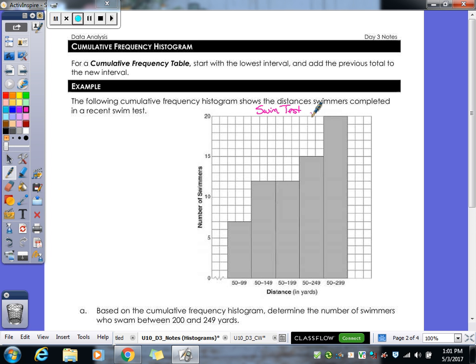You do not have to do this, but the best way to do this problem is to try to break this down to one of those regular charts we had on the previous page. So I'm going to help you do that.